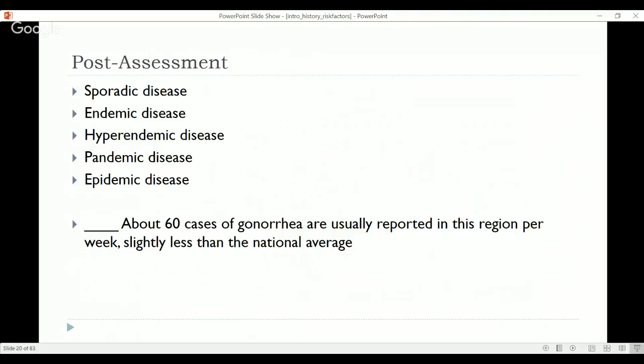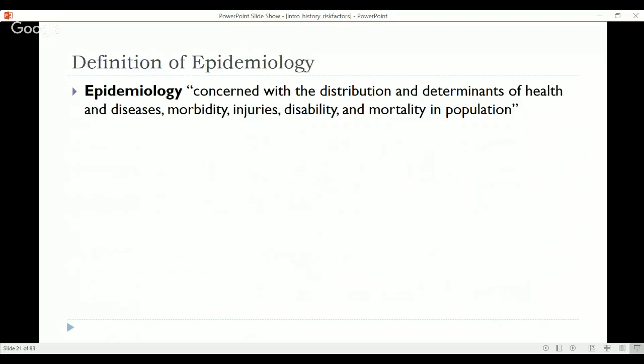Oh wait, sorry, not the last one. One more. About 60 cases of gonorrhea are usually reported in this region per week, which is slightly less than the national average. Here, the correct answer is endemic, so 60 cases per week. It's not that much lower than the national average. This is just the baseline, the endemic level of disease.